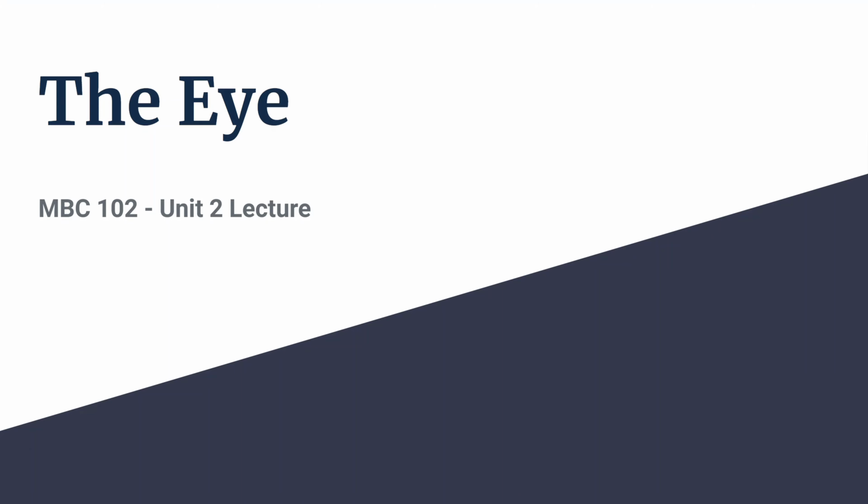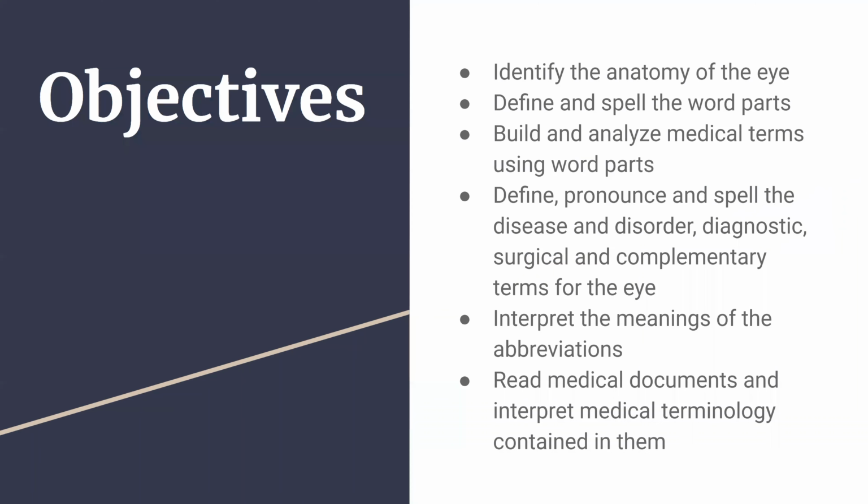Again, this is MBC 102, Unit 2 lecture. The objectives for this presentation are to identify the anatomy of the eye, define and spell the word parts, build and analyze medical terms using word parts, define, pronounce, and spell the disease and disorder, diagnostic, surgical, and complementary terms for the eye, interpret the meanings of the abbreviations, and read medical documents and interpret medical terminology contained in them.